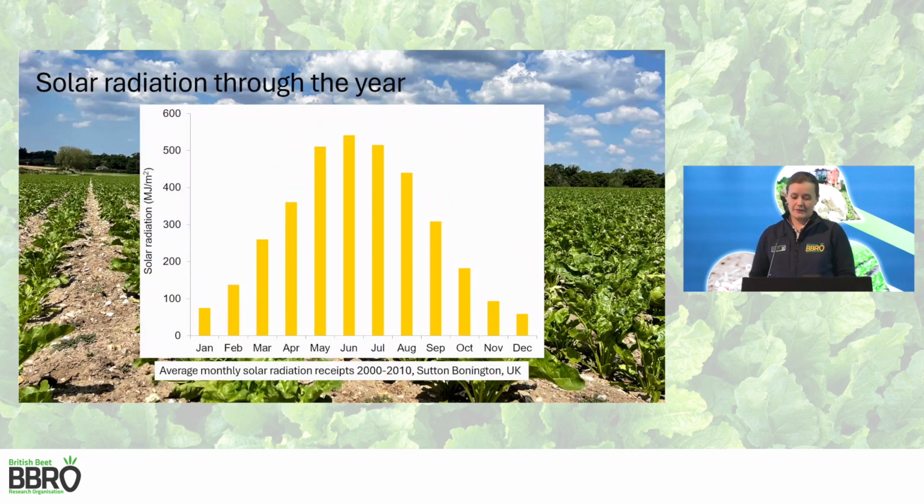Why do we worry about this? Well, classic UK climates. This is Sutton Bonington, so near Nottingham. Typical solar radiation spread pattern through the year. Obviously, we peak in the summer and we drop off in the autumn and the winter. Hopefully, that's not a surprise to anyone here.